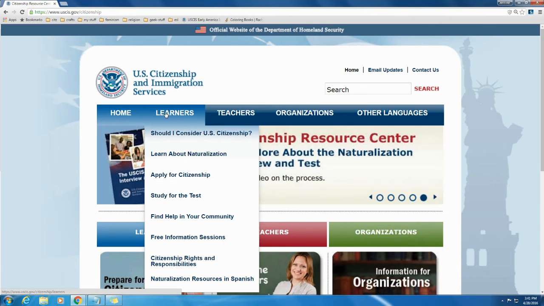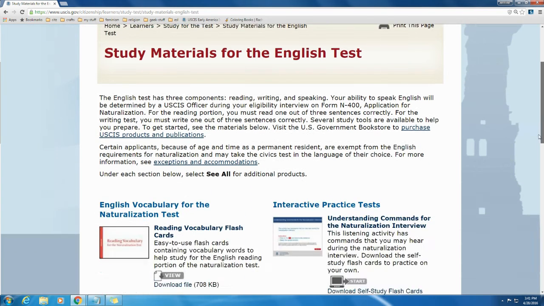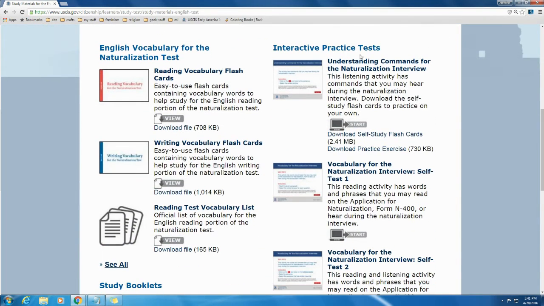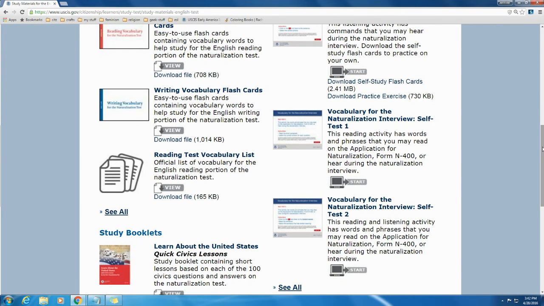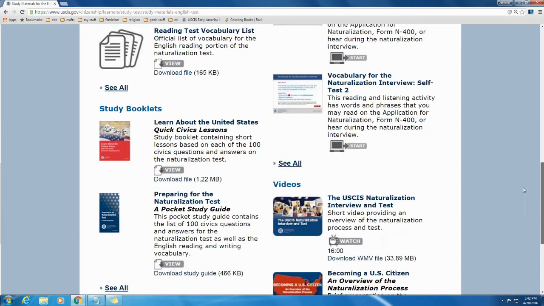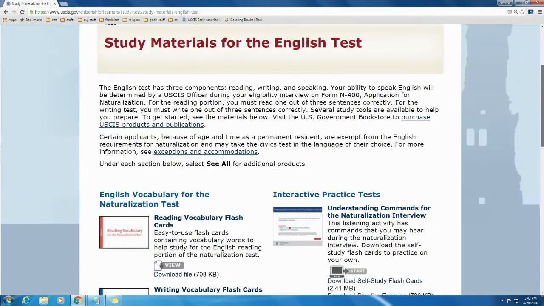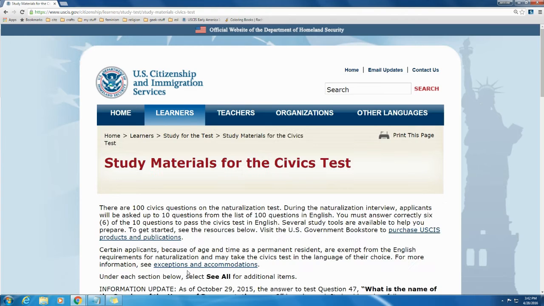Let's go to the learners. I would like to study for the test. Here are study materials for the English test, so take a look at that. We need to scroll down a little bit. Here we have vocabulary cards. We have some of these interactive practice tests that help us understand some of the vocabulary in Part 12 or the commands that they use in the first part of the test. They have study booklets and they have some video guides. Please explore this more fully.